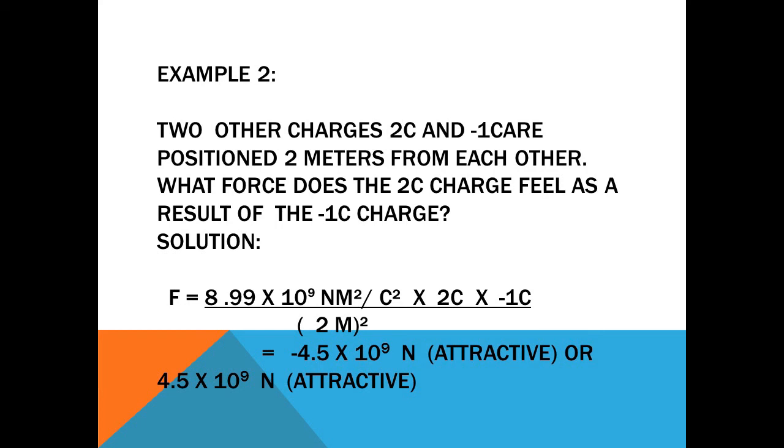Of course, when you multiply positive and negative, the product will always be negative. So we get negative 4.5 times 10 to the 9 newton. Now we can rewrite the answer by placing a positive answer. It is 4.5 times 10 to the 9 newton, but we have to enclose in parentheses attractive force.